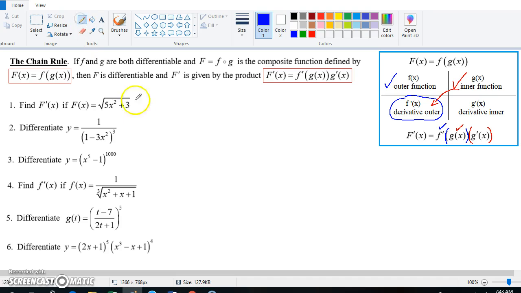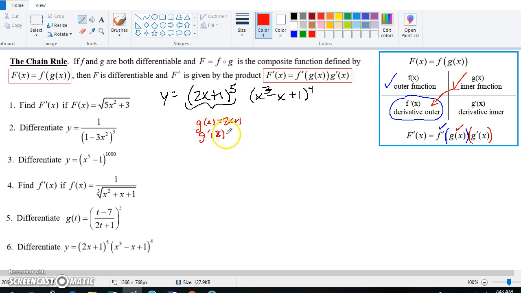Okay, we have two functions being multiplied together. So we have to do the product rule, but within each product, within each factor, we have a composition. So here we have an inner function with a derivative of 2, but we have an outer function of x to the 5th.